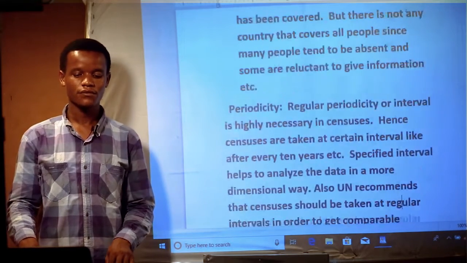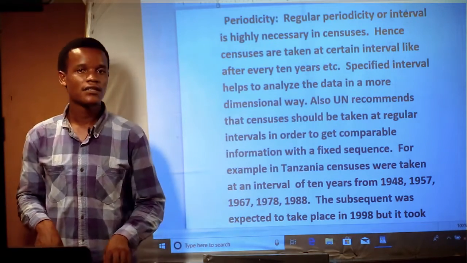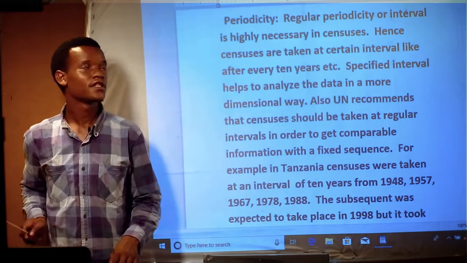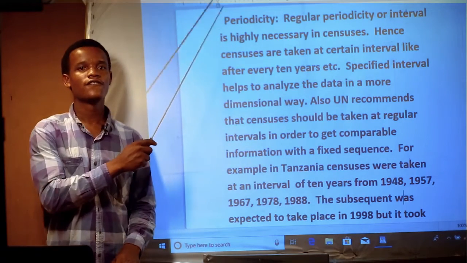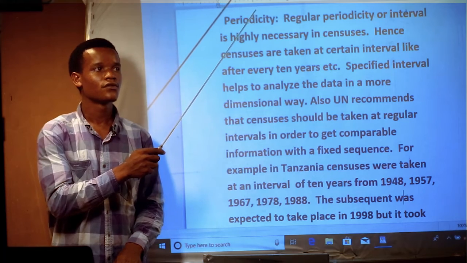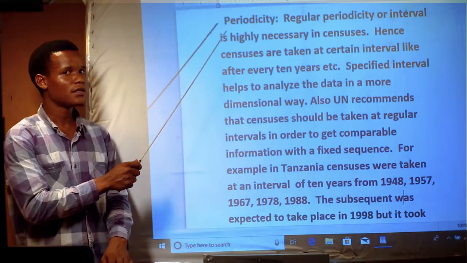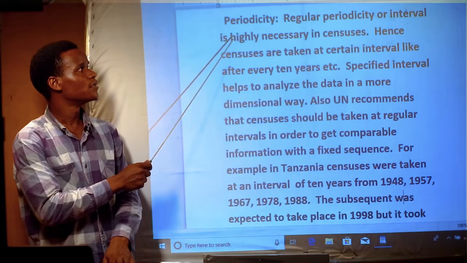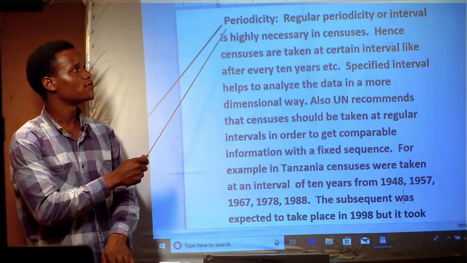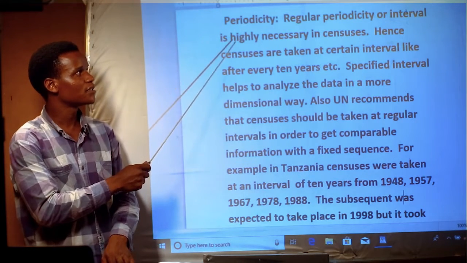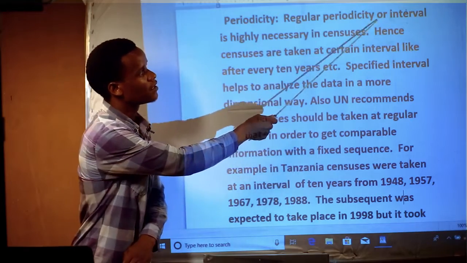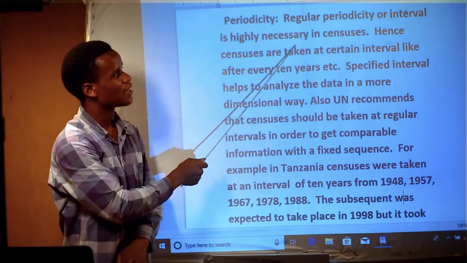Another characteristic of the census is periodicity. This word is derived from the word period. When we say period, it means there is a time. There is a special time that the government conducts the census. Regular periodicity or interval is highly necessary in the census.